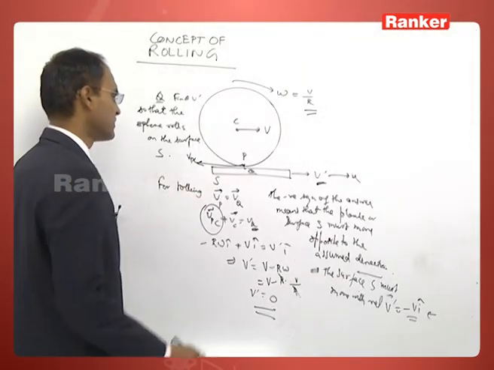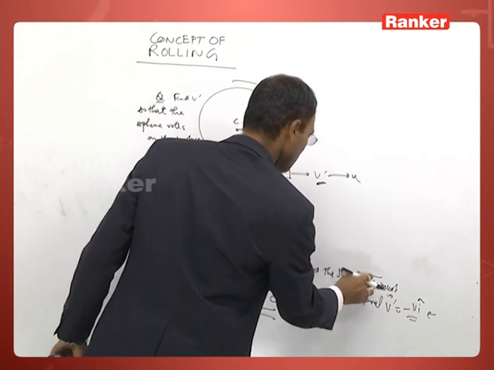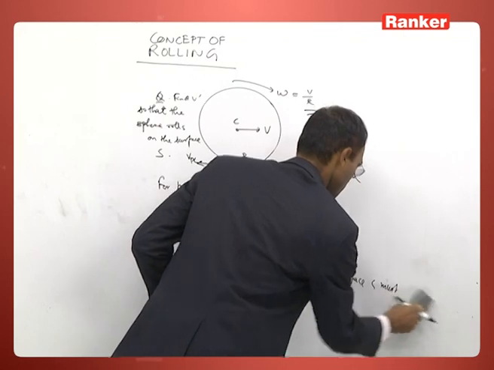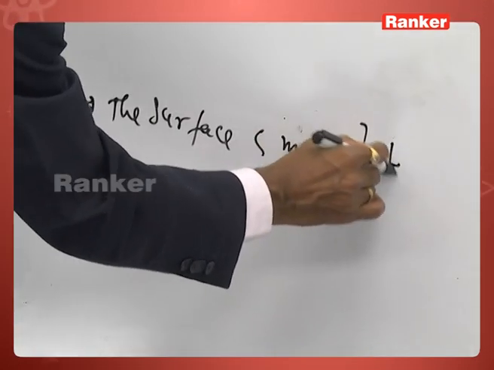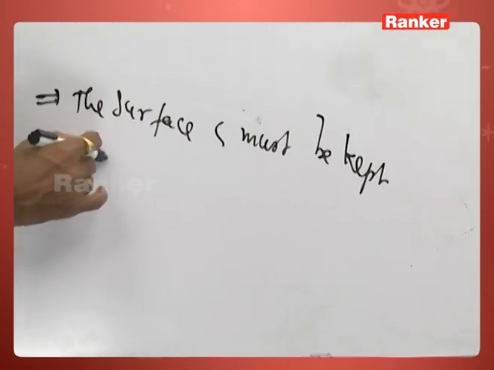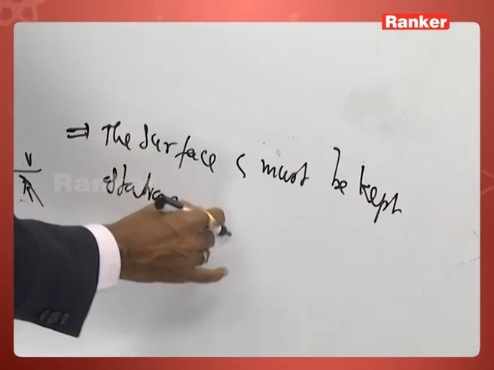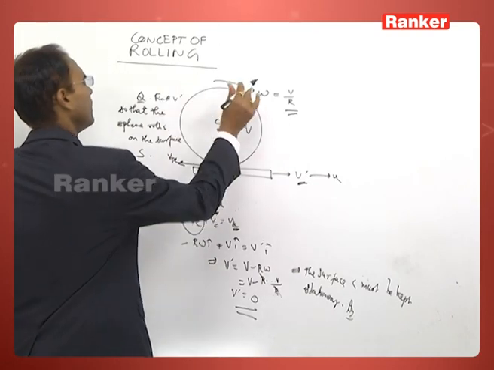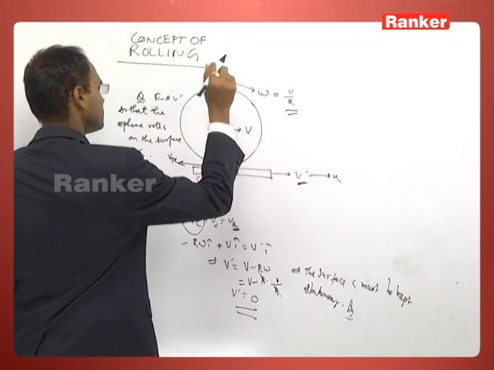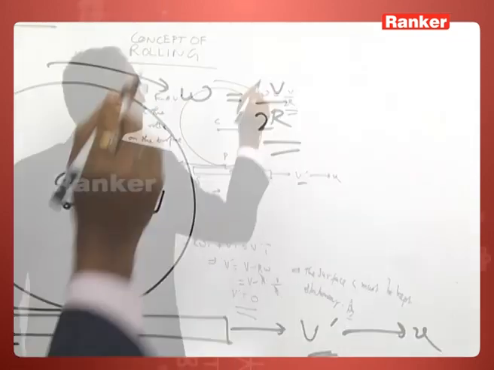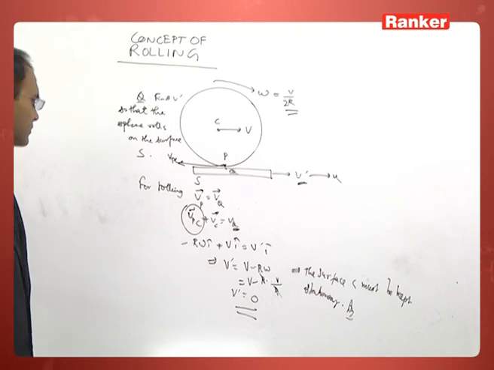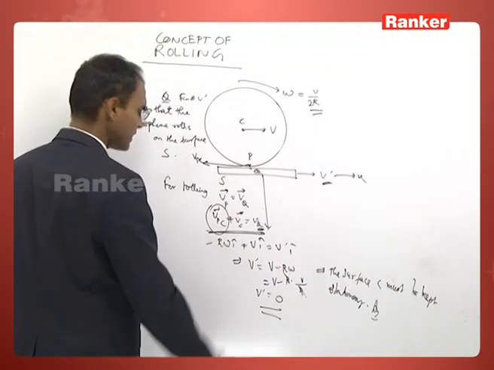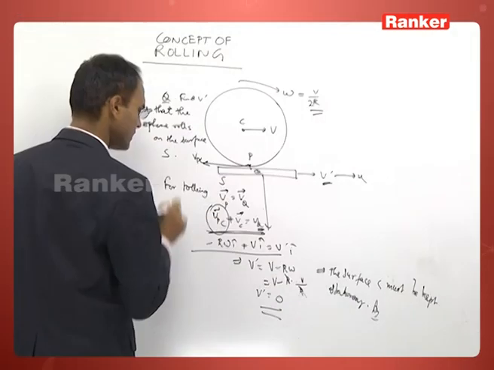The surface S must move, must be kept, and this is another question. And if we take omega, suppose V by 2R, then up to this all the steps are right, this is also right.